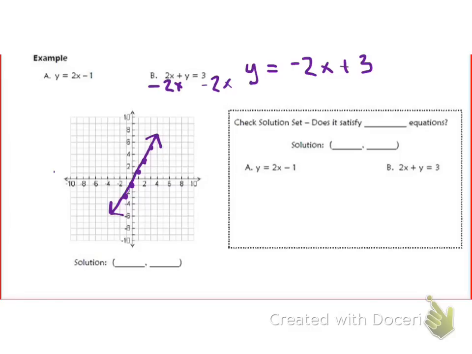And then we have y equals negative 2x plus 3. So now I have a y-intercept at positive 3 and a slope of negative 2, which tells me my y value goes down by 2 as my x increases by 1. Draw another line through it. And you guys should clearly see an intersection point at positive 1, positive 1.